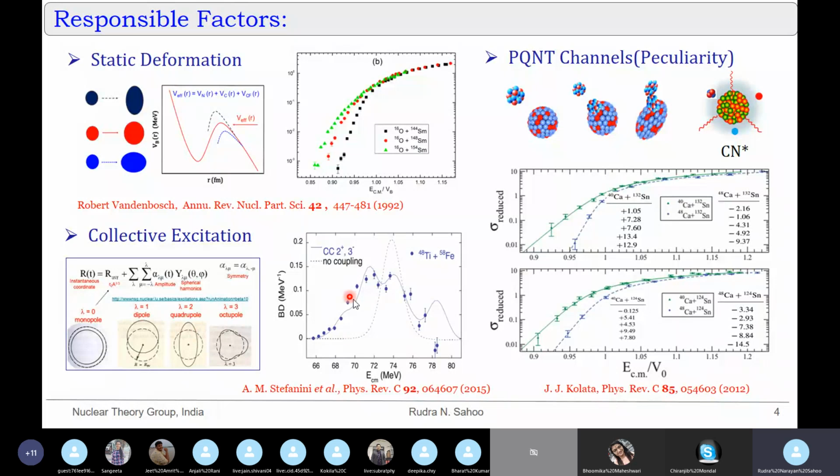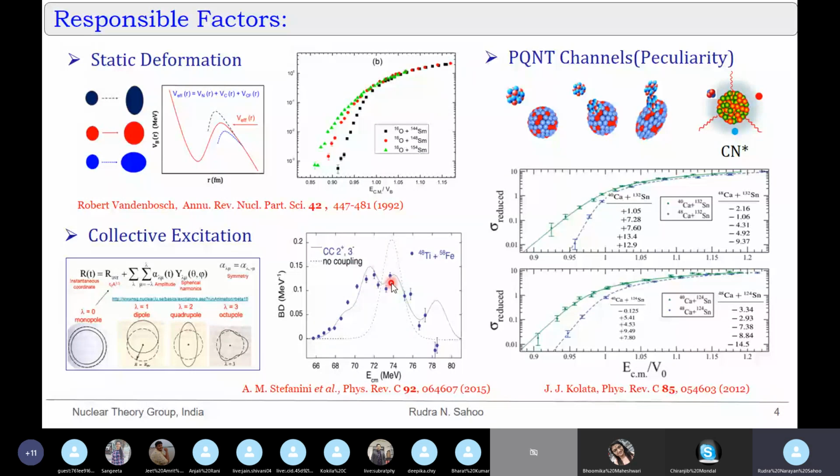And you can see in this figure, from A. M. Stefanini, that when the 2 plus and 3 minus states of titanium and Fe56 are coupled with each other, then the barrier is reduced. Here you can see the dotted line represents the one-dimensional barrier, only due to tunneling. However, when we are coupling the 2 plus and 3 minus states, the barrier is distributing.